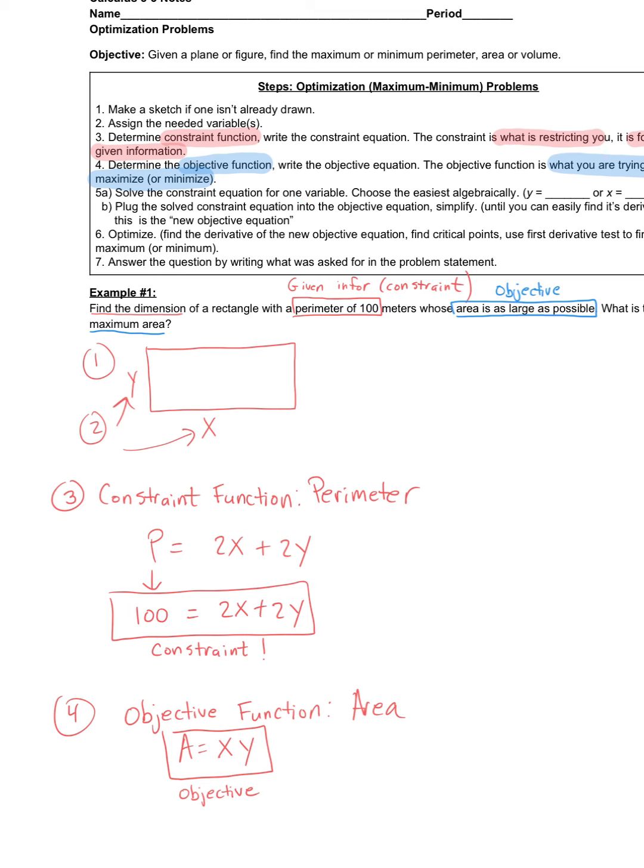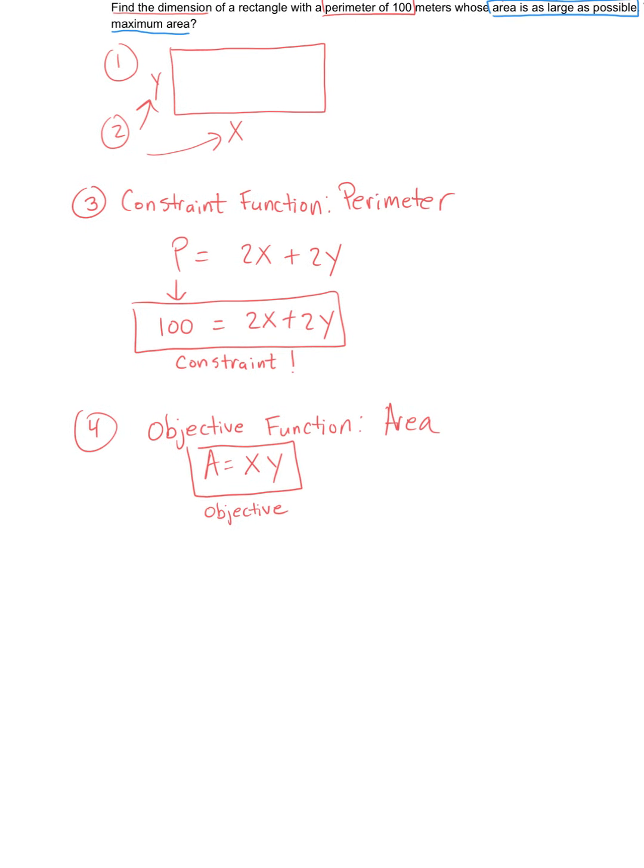I'm going to go right over here. Oh, so I'm going to go down here. All right, so I'm going to take my constraint. So we're going to solve the constraint for one of the variables. Now, you always want to pick the easiest algebraically. All right, that's key. You want to make the easiest thing you can do.